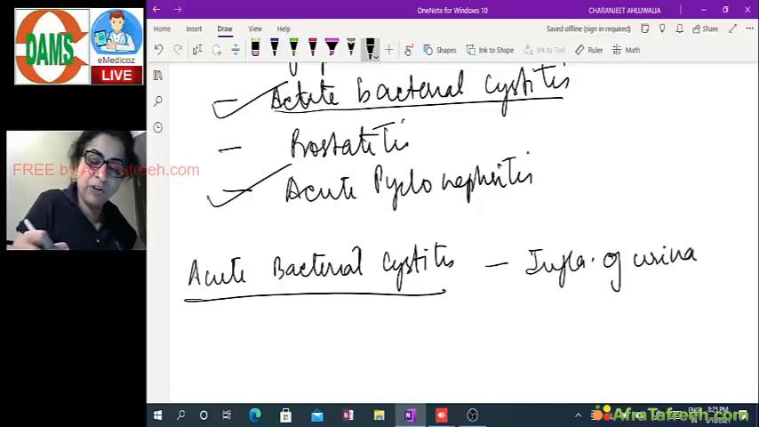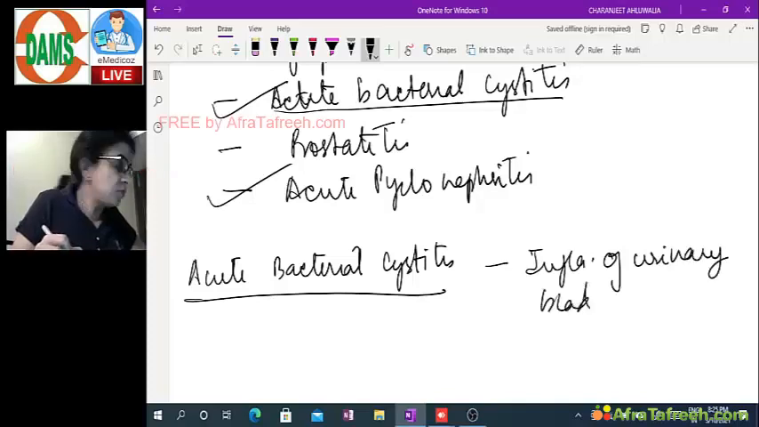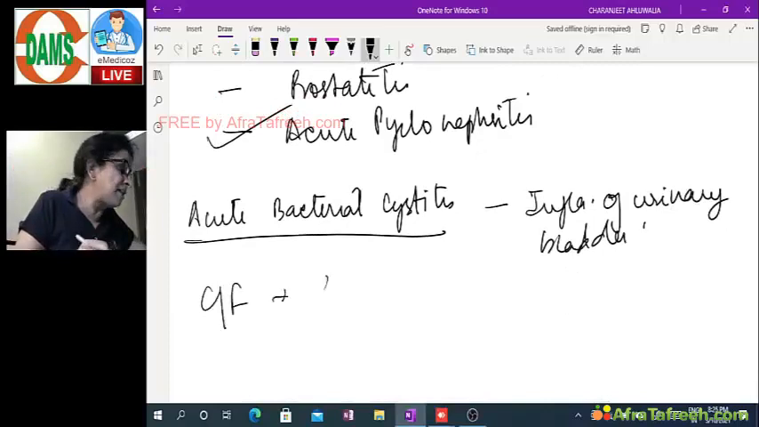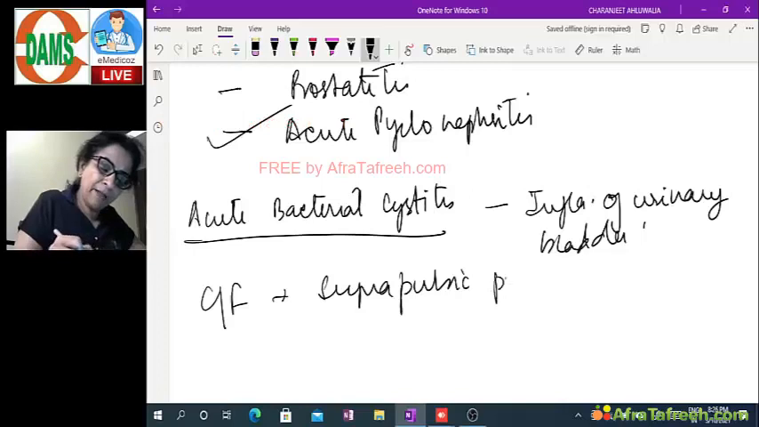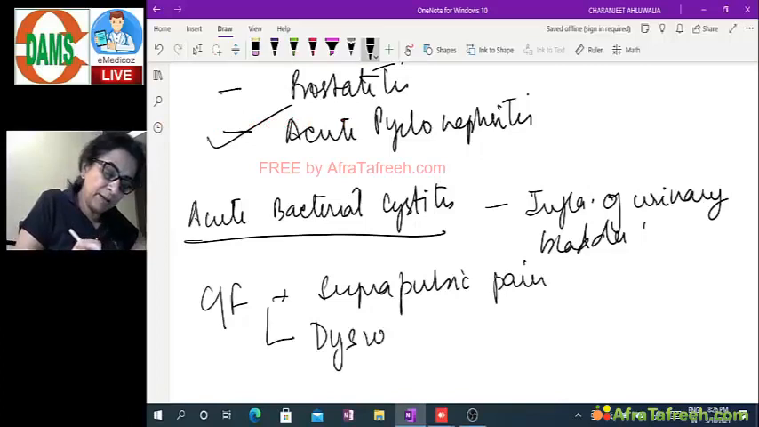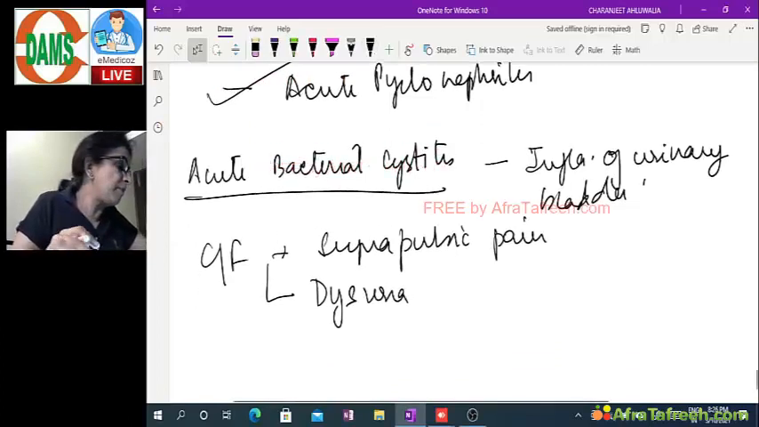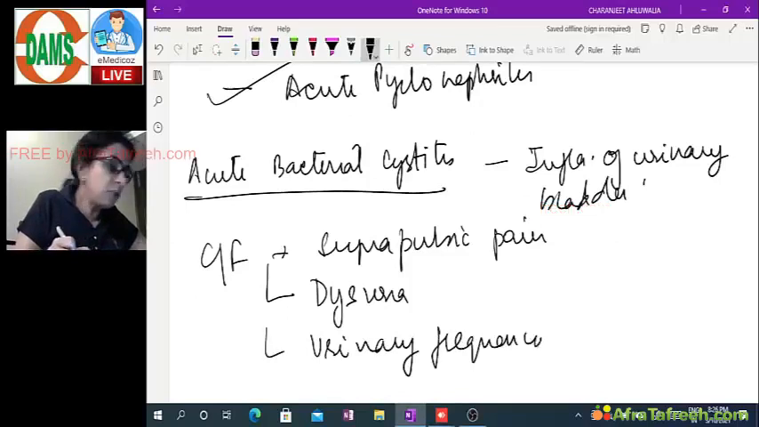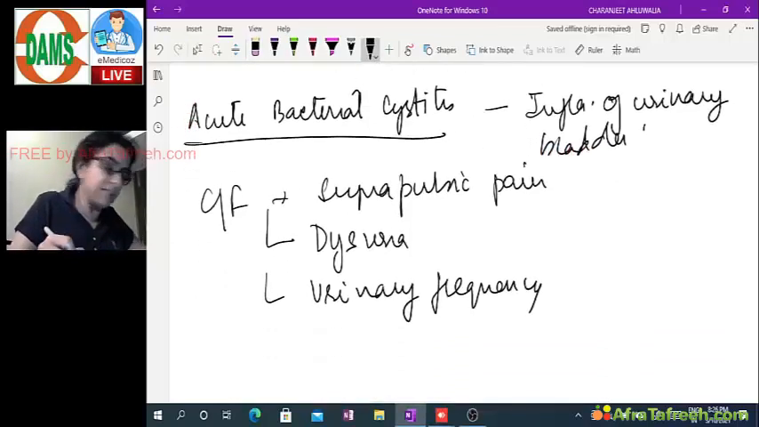Acute inflammation of the urinary bladder. So the bladder is inflamed. How will it present clinically? There will be suprapubic pain, since the bladder is located in the suprapubic region. So suprapubic pain, dysuria, a burning sensation while passing urine, urinary frequency, again and again passage of urine, and urgency.